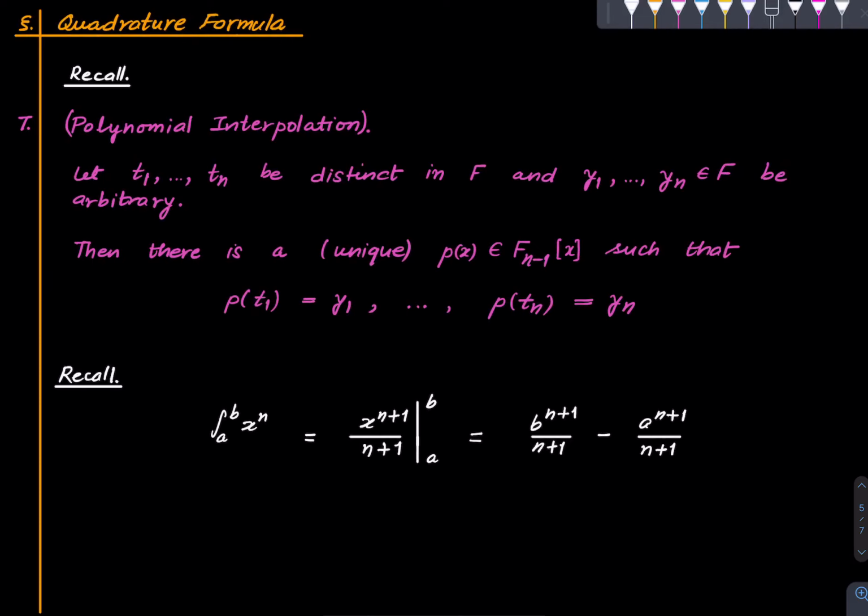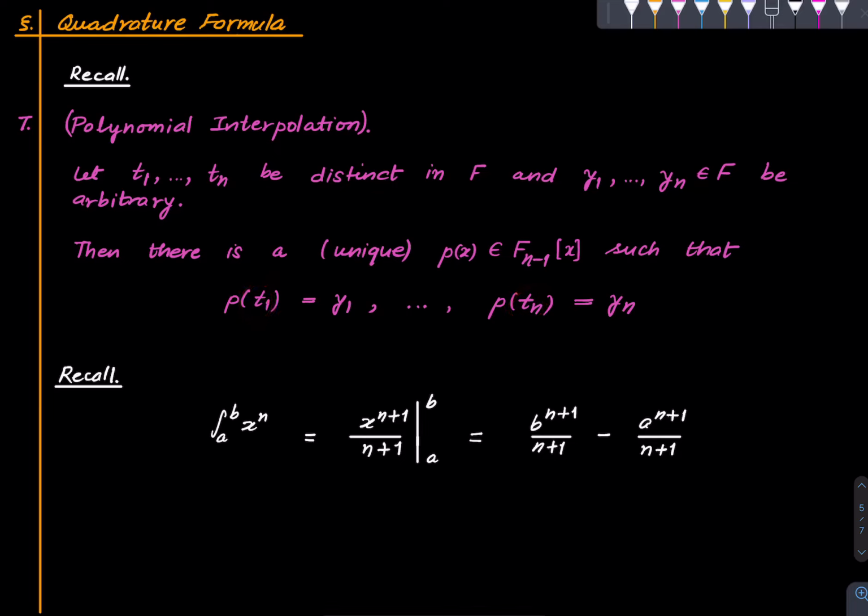Now let's look at an application of this notion of dual spaces. First, let us recall a result that we proved earlier, called polynomial interpolation. Suppose we have n distinct elements t1 up to tn of a field F and some n elements y1 up to yn of the field F. Then there is a polynomial of degree at most n minus 1 over F, such that the polynomial evaluates to y1 up to yn on these values t1 up to tn.